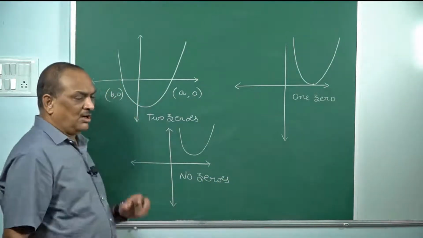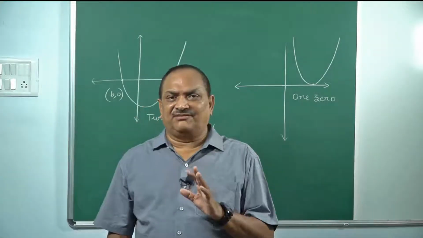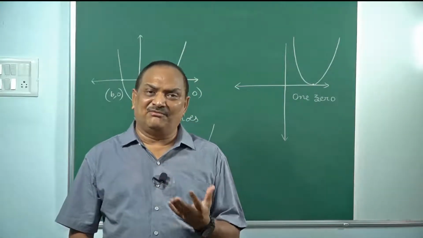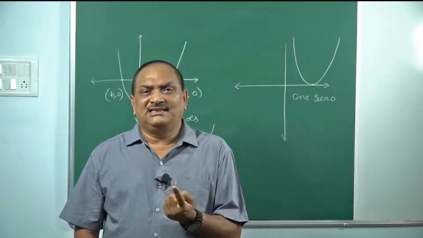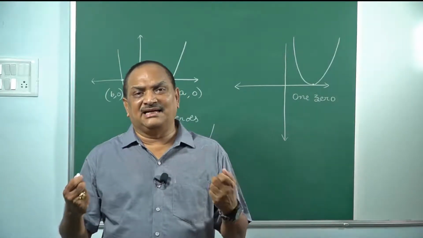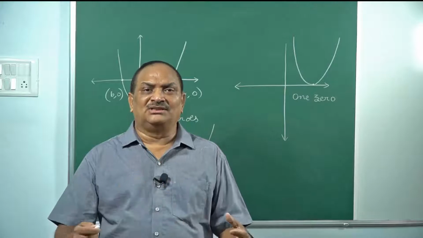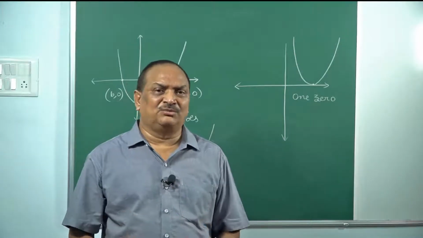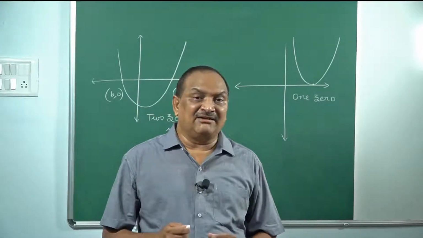Okay, so obviously you should understand there are three different cases. You can have a maximum of 2 zeros. It can be only 1 zero, or there may be a case where there are no zeros at all. So this is what should be studied graphically.